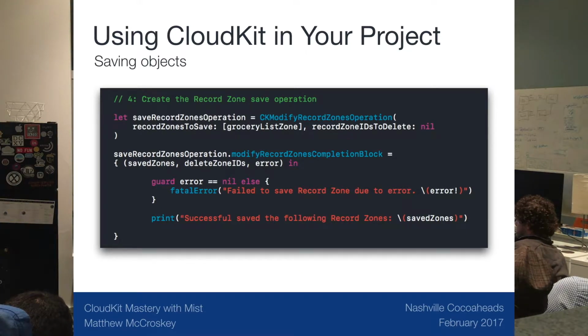callback, one closure block, which is the modifyRecordZonesCompletionBlock. Whenever it's done, it's going to call this, and it's going to give you the record zones it saved, the IDs of the record zones it deleted, and an error if there was one. Your error handling should be robust, unlike mine.